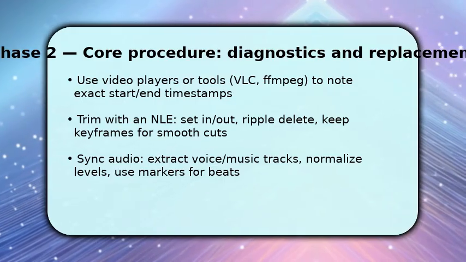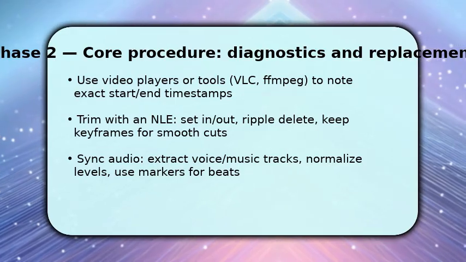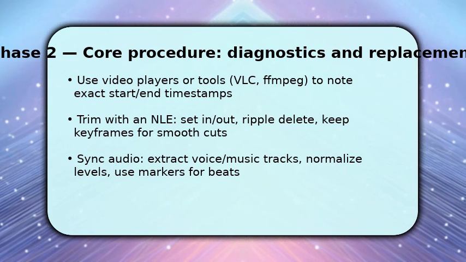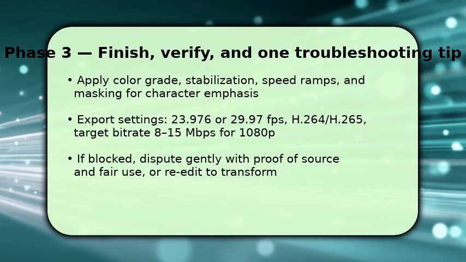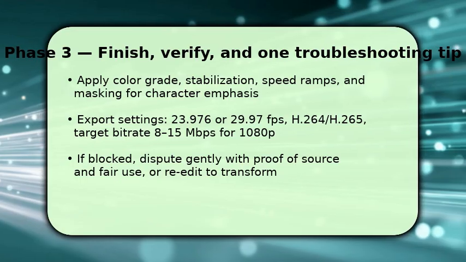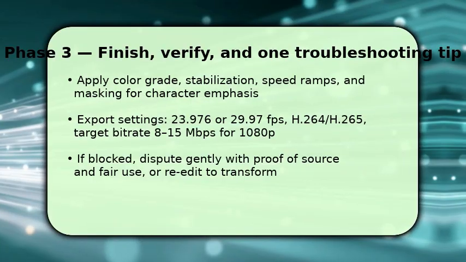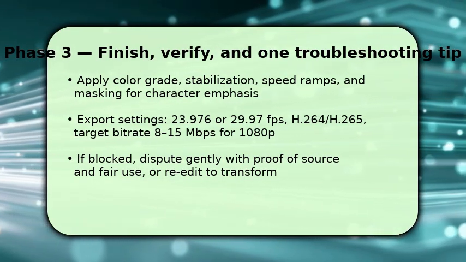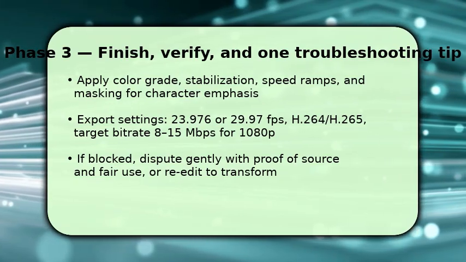For audio, isolate vocals and music when needed, normalize levels, and place markers on beats. This makes transitions and timing feel professional. You finish by polishing. Color grade to match clips, add speed ramps for impact, and use masks to keep faces clear. Once satisfied, export with proper settings, match source frame rate, choose H.264 or H.265, and set a target bitrate suitable for 1080p.